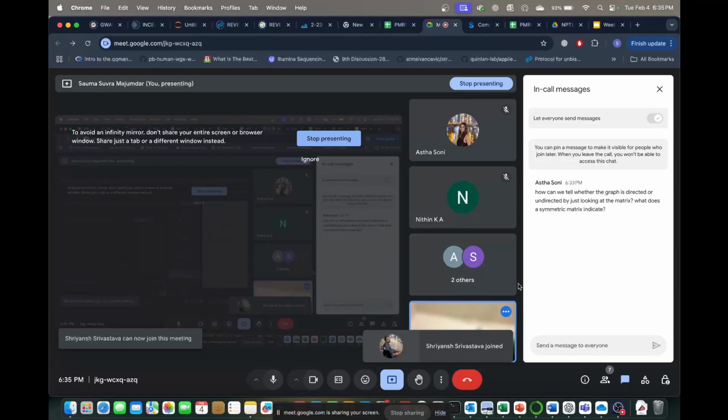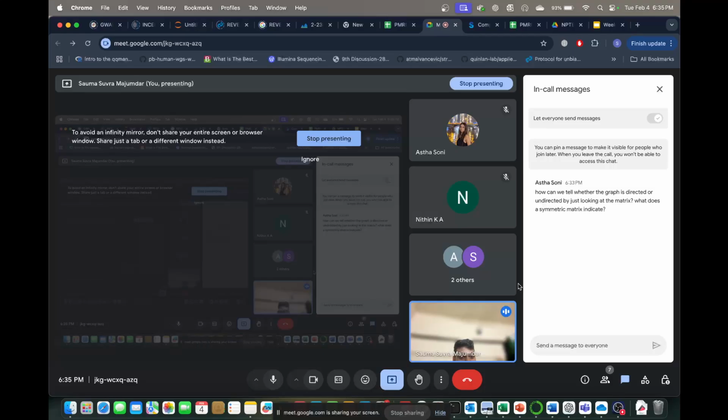Yeah. So you have different caveats of a symmetric matrix. We'll talk about that in the future classes, so just hold tight for that. I think I have a module for that in some of the future classes, if I'm not wrong.